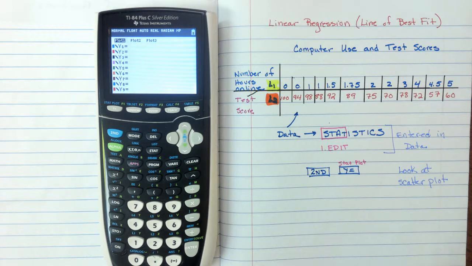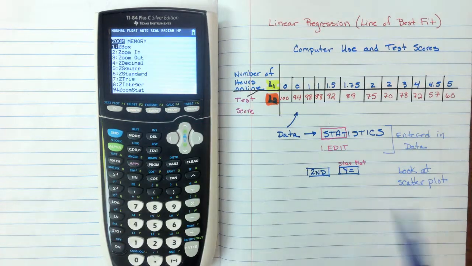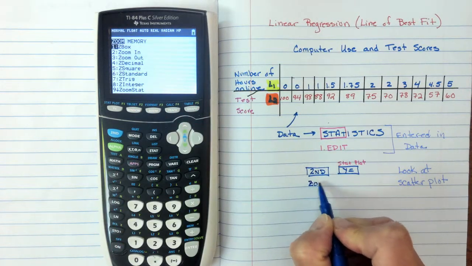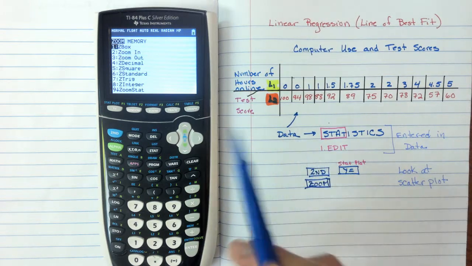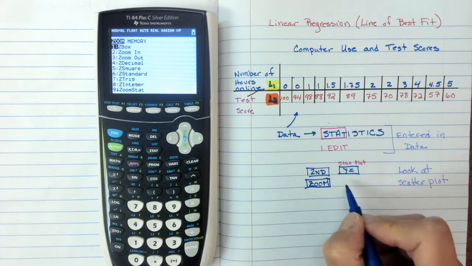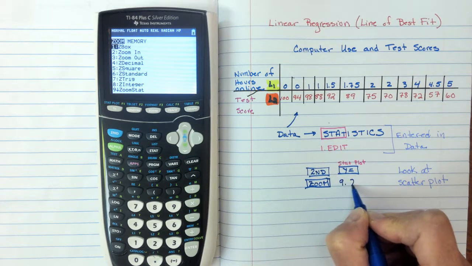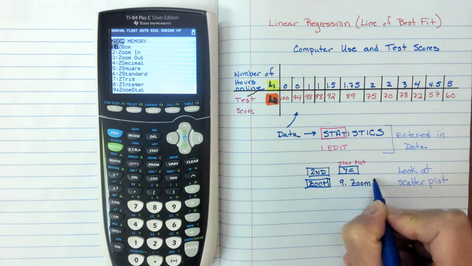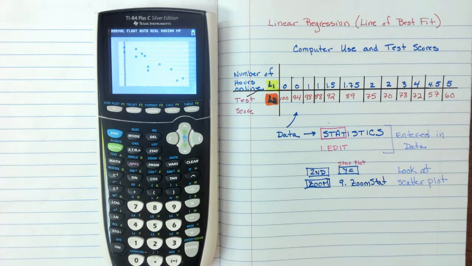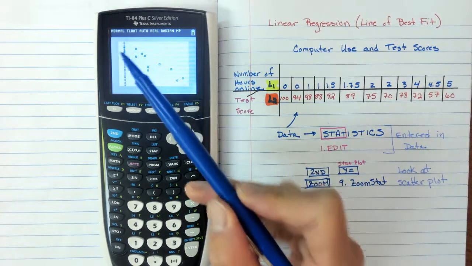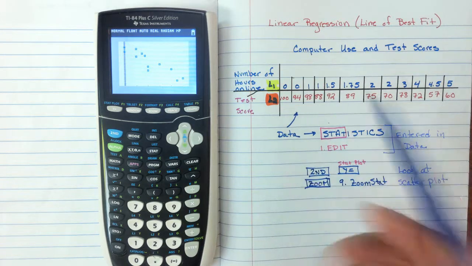Okay. So the other thing is I'm going to go to zoom. So let's write that down. I'm going to go to zoom. That's the button. And I'm going to do number 9, which is zoom stat. So let's push number 9. It will take me straight there. Okay, so I can see I have my points now. The calculator knew where to look.